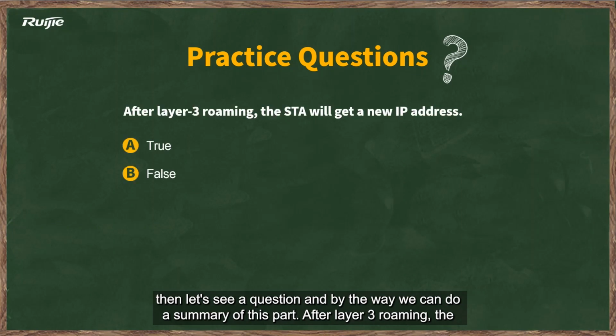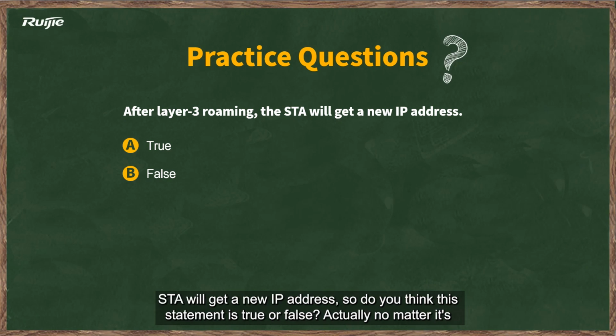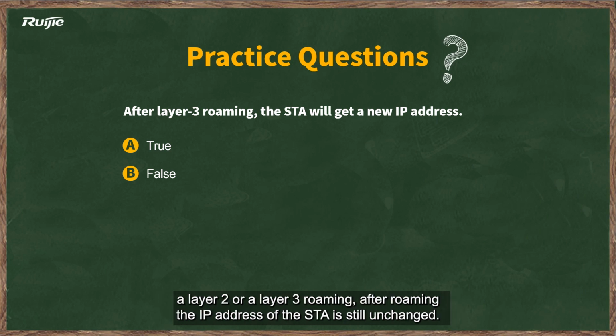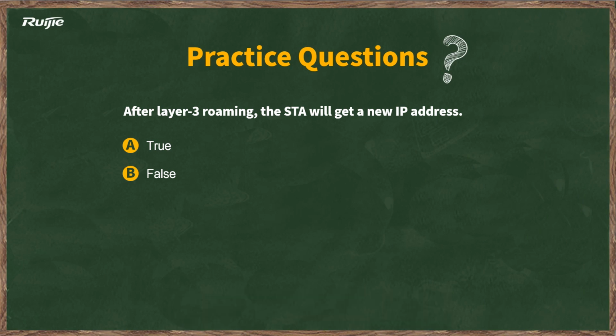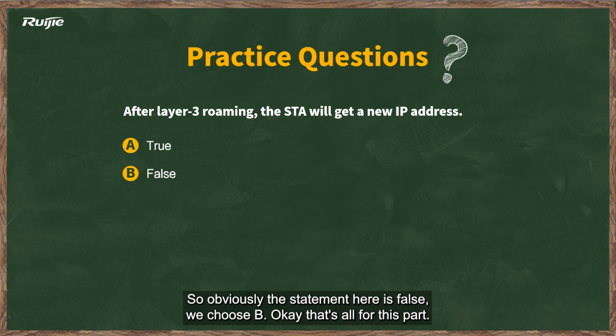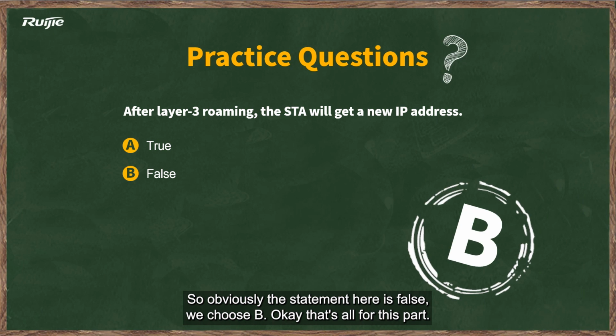After layer 3 roaming, the STA will get a new IP address. So, do you think this statement is true or false? Actually, no matter whether it's a layer 2 or a layer 3 roaming, after roaming, the IP address of the STA is still unchanged. So obviously the statement here is false. We choose B. Okay, that's all for this part.